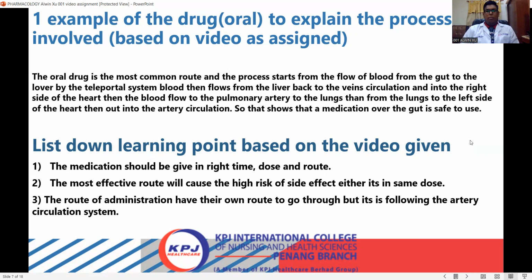The learning point based on the video: the medication should be given at the right time, dose, and route. The most effective dose may cause a high risk of side effects, even at the same dose. Each route of administration has its own path to go through, but it follows the arterial circulation system.